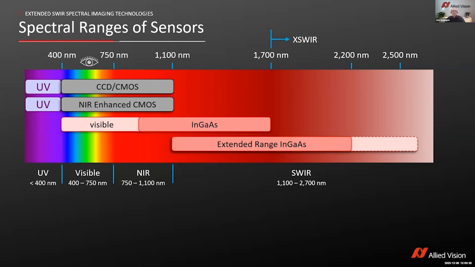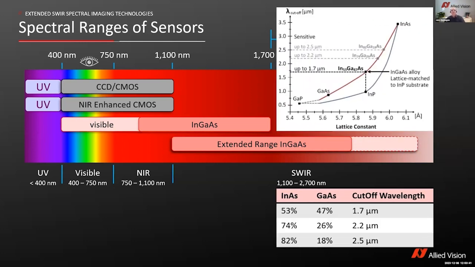The beauty of InGaAs is that it can also be manufactured in different compositions of indium arsenide and gallium arsenide. Such sensors are known as extended range InGaAs, or as we name them, eXtended sensors. And at the end, the ratio between indium and gallium determines the cutoff wavelength of the sensor. This is the maximum wavelength at which the sensor can detect light. And these sensors can be designed in different flavors. Typical are sensors that are sensitive up to 1.9, 2.2, or 2.5 and 2.6 micrometers.